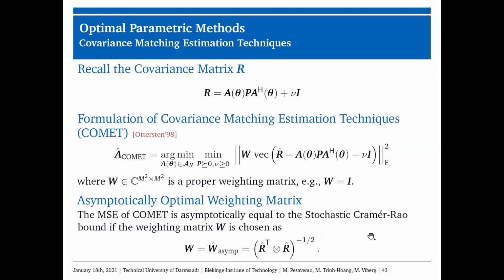And the final class of methods considered in this part of the tutorial is the so-called covariance matching techniques. The idea is very simple. While deterministic maximum likelihood involved the least squares fit of a model to sensor data directly, covariance matching will do the same, but it will match a model to the covariance matrix in the least squares sense, like this. So this is a general COMET formulation, where R hat is the sample covariance matrix, and A P A Hermitian plus nu times identity is its model. And the matrix W is some general weighting matrix, which is a user's choice. If you choose the identity, that is of course the easiest. But there is also a choice which is asymptotically optimal, like this, and it makes the COMET achieve the stochastic Cramer-Rao lower bound, which means that it also gives a minimum variance estimate asymptotically.